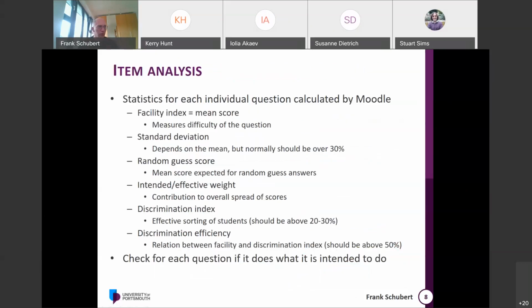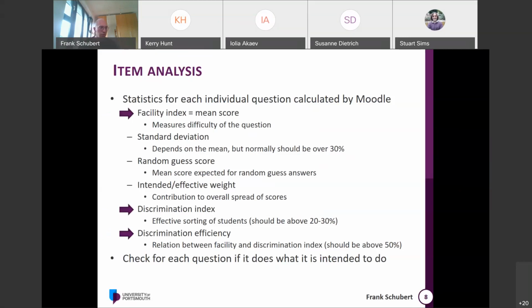Now, one thing I would like to really talk a bit more about is what Moodle provides once you analyze your MCQs. For each MCQ that you're doing, Moodle calculates already quite a number of really useful statistics. And in particular, I would like to focus on the item analysis, so the statistics that you can get for each individual question. What I would like to focus on is the facility index. Susanna mentioned that already. That's basically the percentage of students who get it right. So that is in a way a measure for the difficulty of the question.